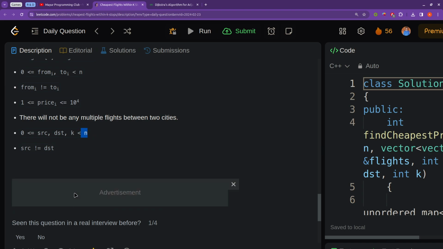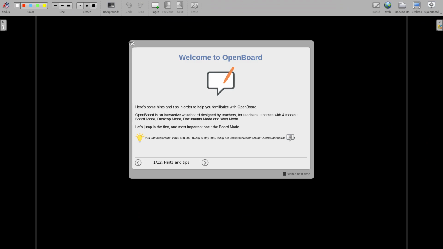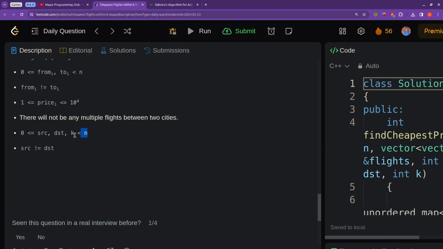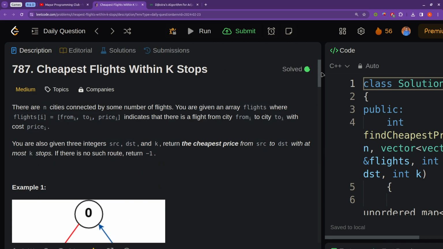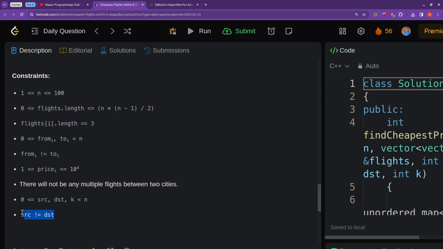Okay, what I mean by this is, so let's say if there is a flight from A to B, then it is never the case that there can be another flight which is A to B, so only single edge will be there. Okay, and source is never equal to the destination, so the cities between which you are asked to find the minimum price that you have to pay will never be equal. Okay, so source and destination will not be same. Okay, so these are the constraints.